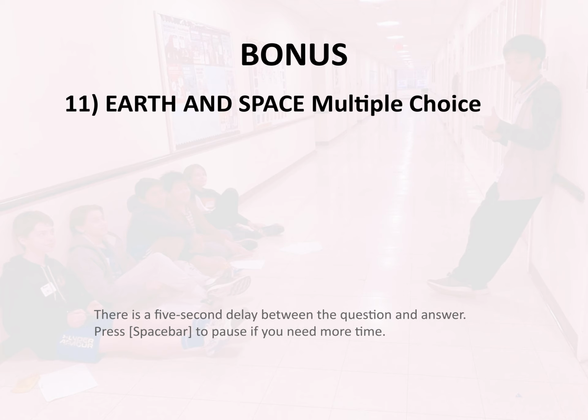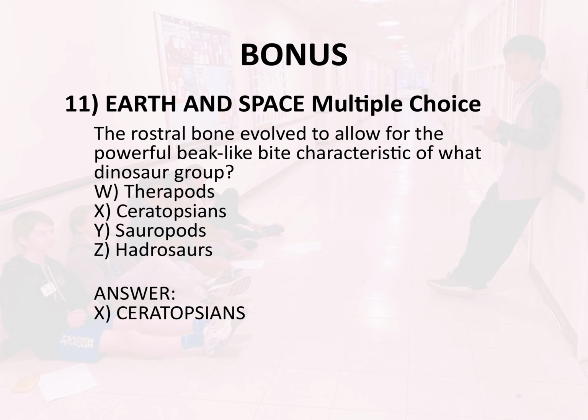Bonus 11. Earth and space. Multiple choice. The rostral bone evolved to allow for the powerful beak-like bite characteristic of what dinosaur group? W. Theropods, X. Ceratopsians, Y. Sauropods, Z. Hadrosaurs. Answer: X. Ceratopsians.